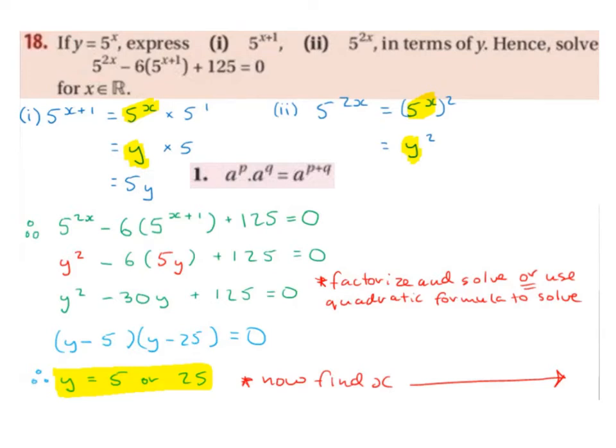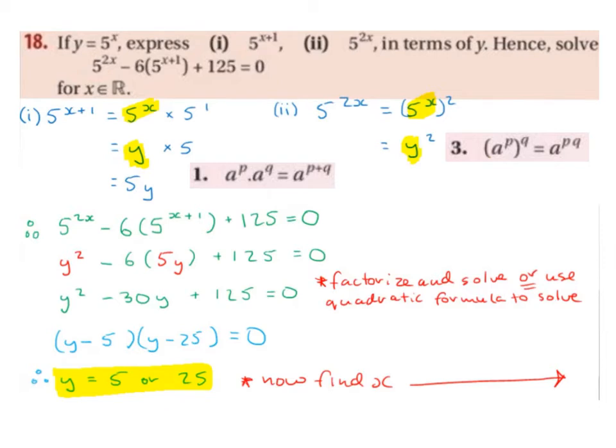Then we need to rewrite 5 to the power of 2x in terms of y. We're going to break up the 2x to give us 5 to the power of x raised to the power of 2. We are using another one of our laws of indices for this, and that is law number 3. A to the power of p raised to the power of q gives us a to the power of p multiplied by q. When we're raising a power to a higher power, we multiply the powers.